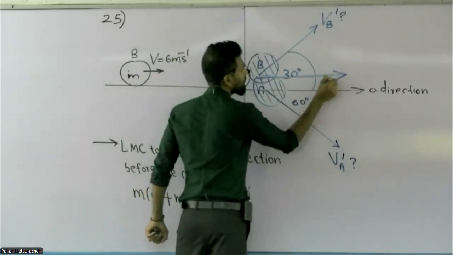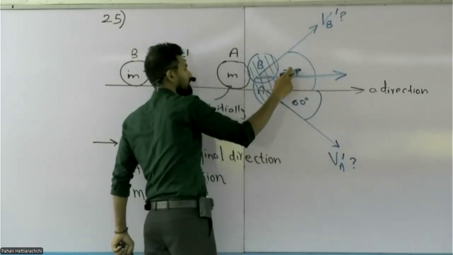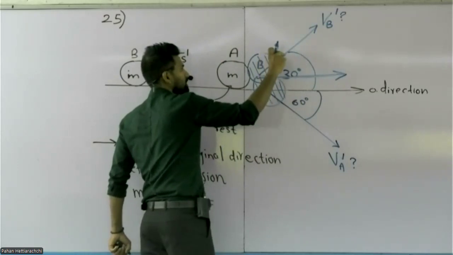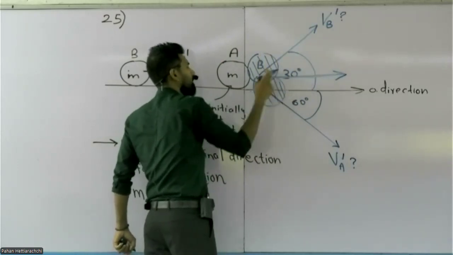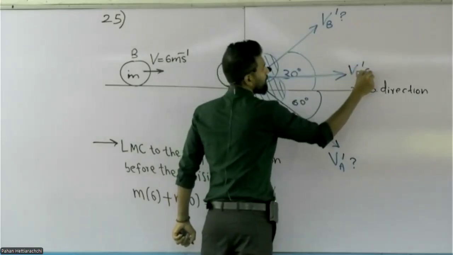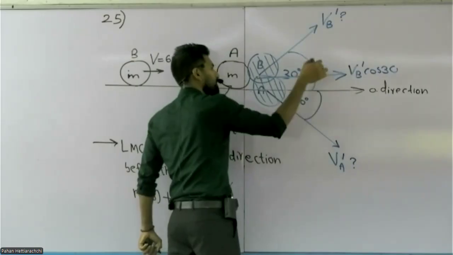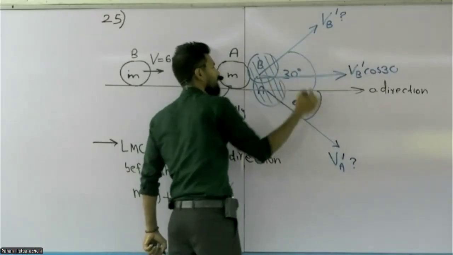I can consider the vector component to the original direction. If it is VB dash and there's an angle of 30 with the original direction, what is the vector influence, or the vector component, to the original direction? VB dash cos 30. I can use that vector component to write down the momentum in that direction.